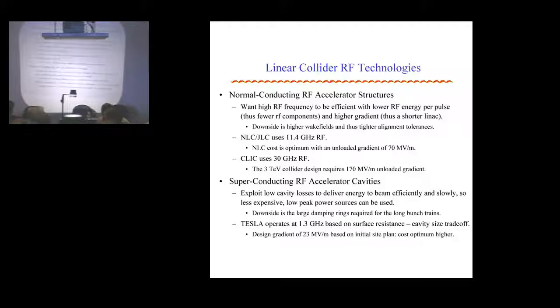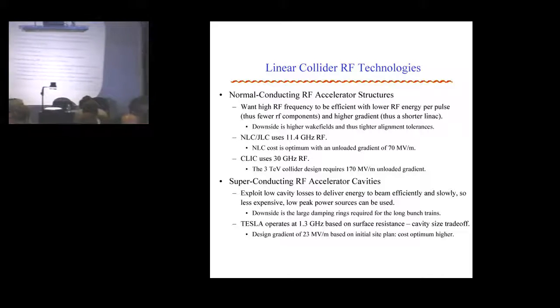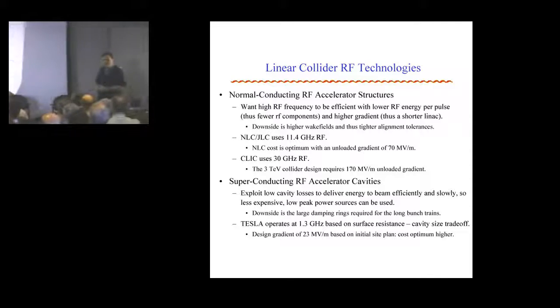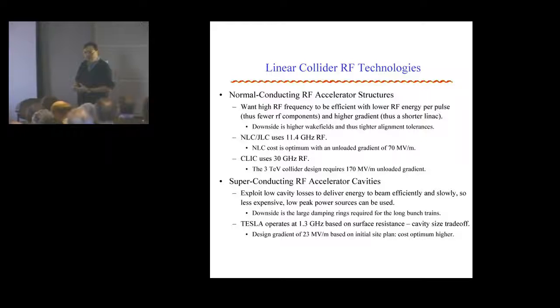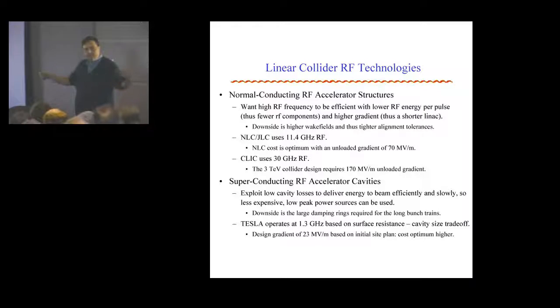The other approach you could take is using the superconducting technology. Here basically you're exploiting the fact that at superconducting temperatures, the cavity losses are low, and this allows you to efficiently deliver energy to the beam slowly as well, where by slowly I mean using a low current beam. And this means that you can use less expensive low peak power sources. However, it means that the damping rings are going to have to be very big. Your bunch train is going to be very long, and that's a drawback of this approach.